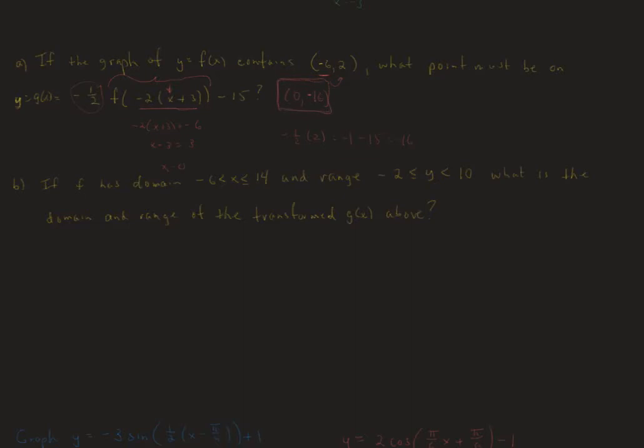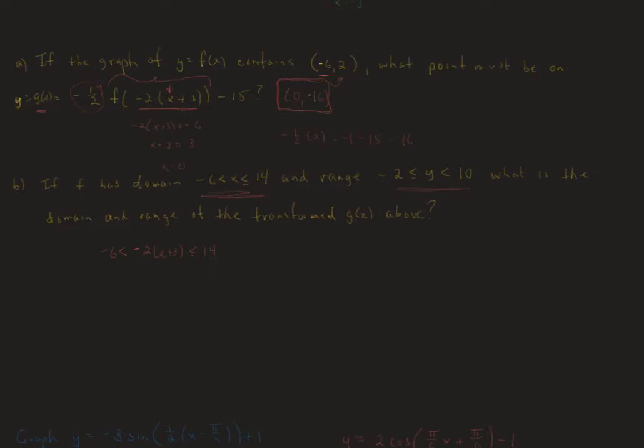So if the original function f has domain negative 6 to 14 and range negative 2 to 10, what will be the domain and range of our g of x function after we've transformed it? Well, we can think of that negative 2x plus 3 has to, after it does all this transformation, still end up being between the negative 6 and the positive 14. So it's got to fall within that same domain of the original function f.